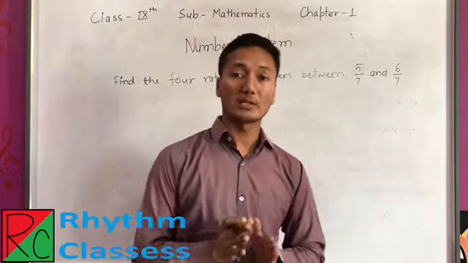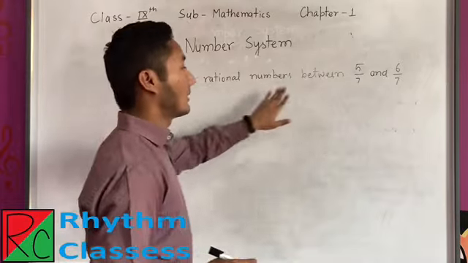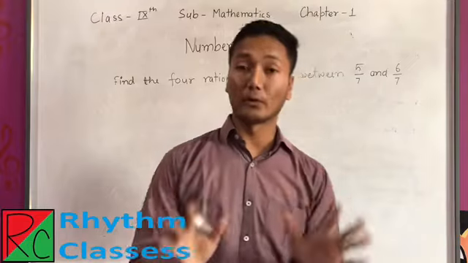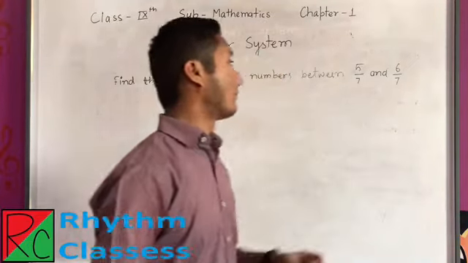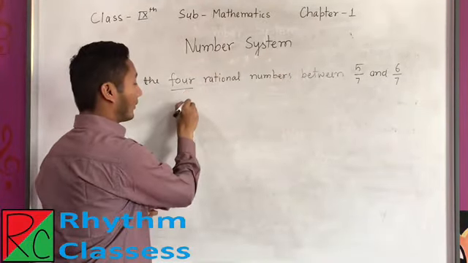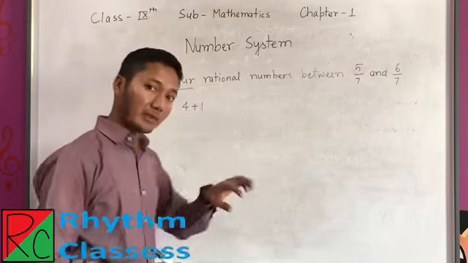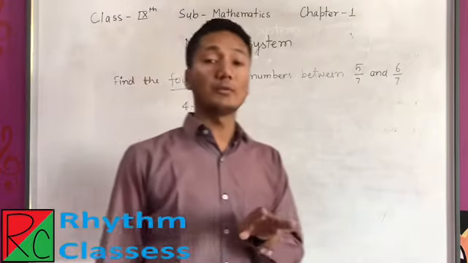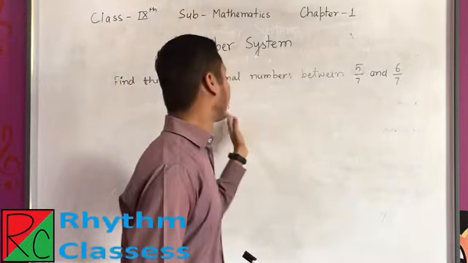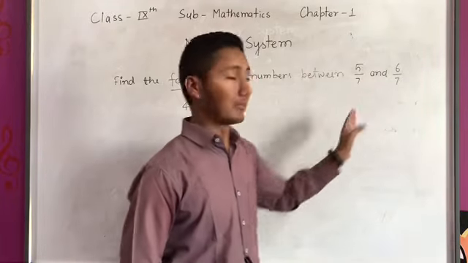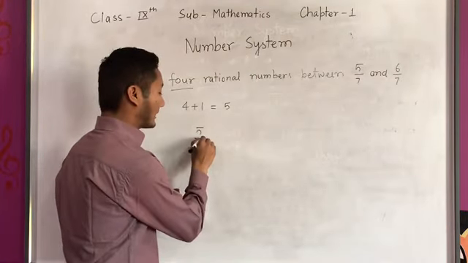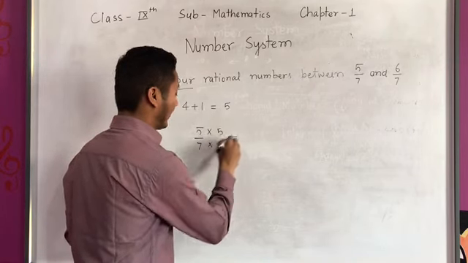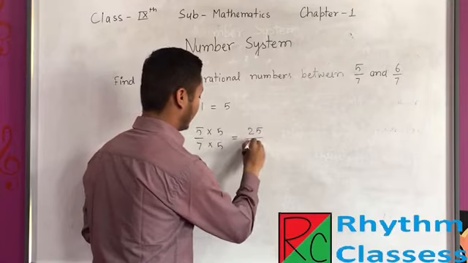Students, our next question is: find four rational numbers between 5 by 7 and 6 by 7. This time we have to find four rational numbers between two numbers. So we take 4 and add 1 as in the previous question, and it becomes 5. That means we have to multiply and divide by 5. We write 5 by 7 and multiply by 5 and divide by 5. It becomes 25 by 35.